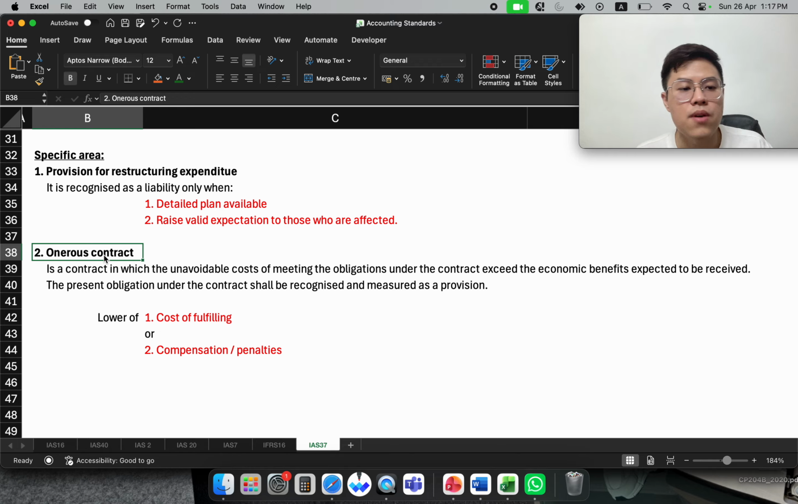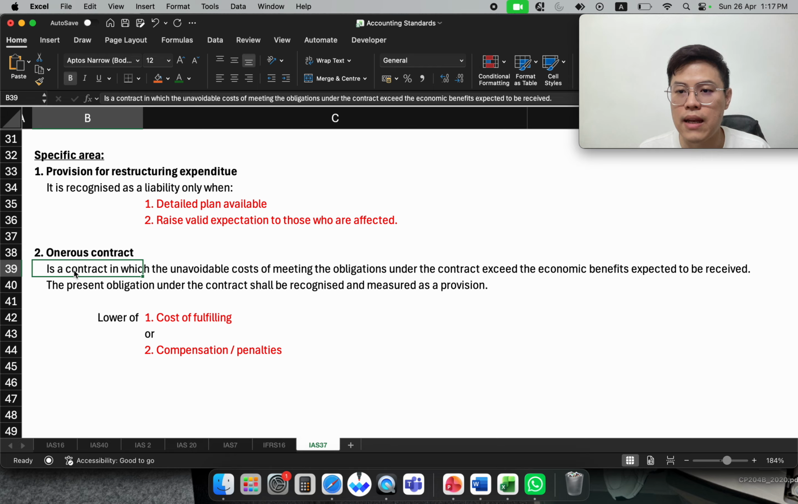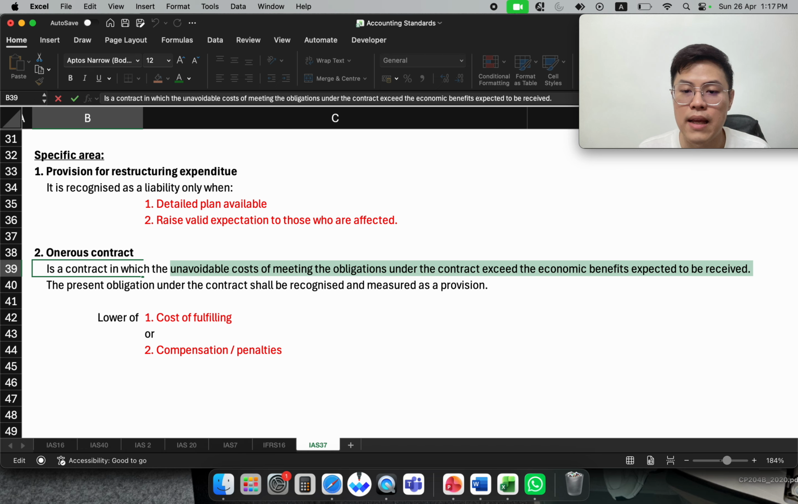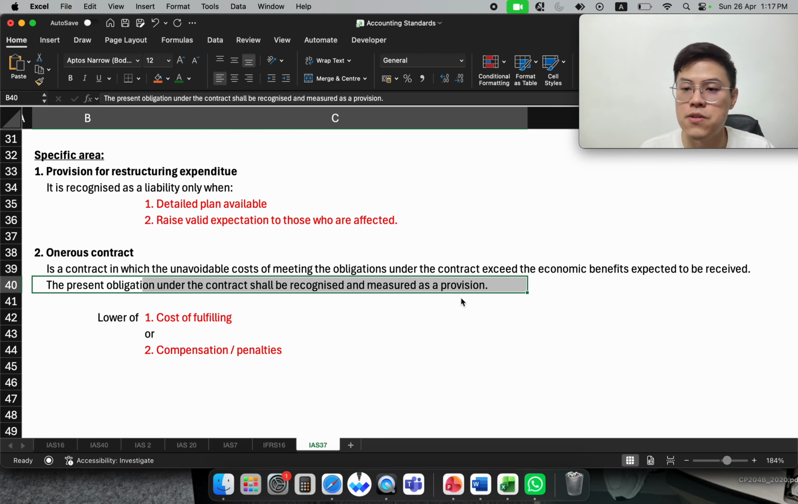And another one is onerous contract. This onerous contract is actually a contract where you are unable to avoid the unavoidable costs of meeting the obligations, when the cost of your contract is exceeding the economic benefit to be received. So in this case, you will need to record provisions for this onerous contract if you have a present obligation.